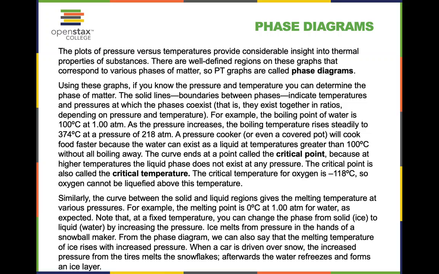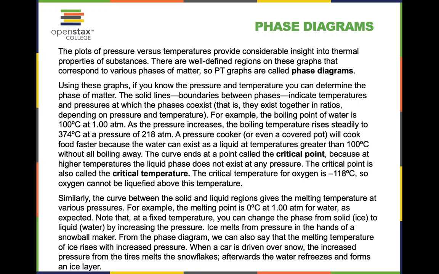For example, the boiling point of water is 100 degrees C at 1 atmosphere of pressure. As the pressure increases, the boiling temperature rises steadily to 374 degrees C at a pressure of 218 atm. A pressure cooker or even a covered pot will cook food faster because water can exist as a liquid at a temperature greater than 100 degrees C without all boiling away.